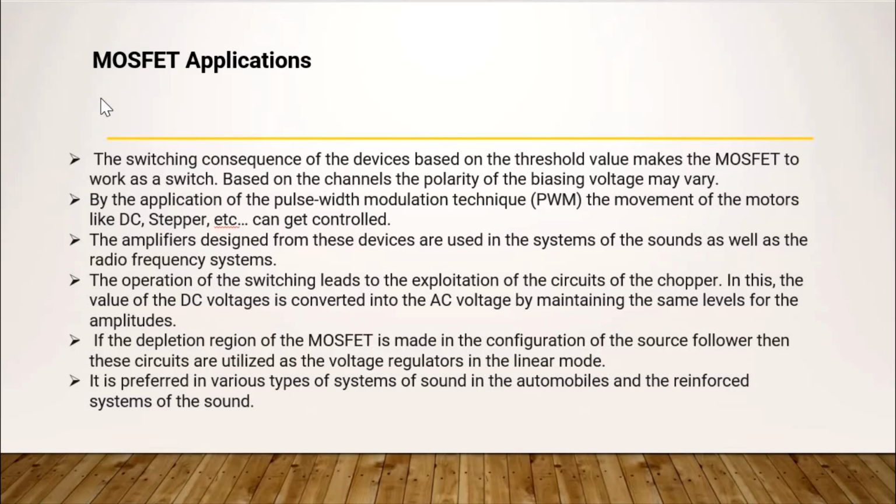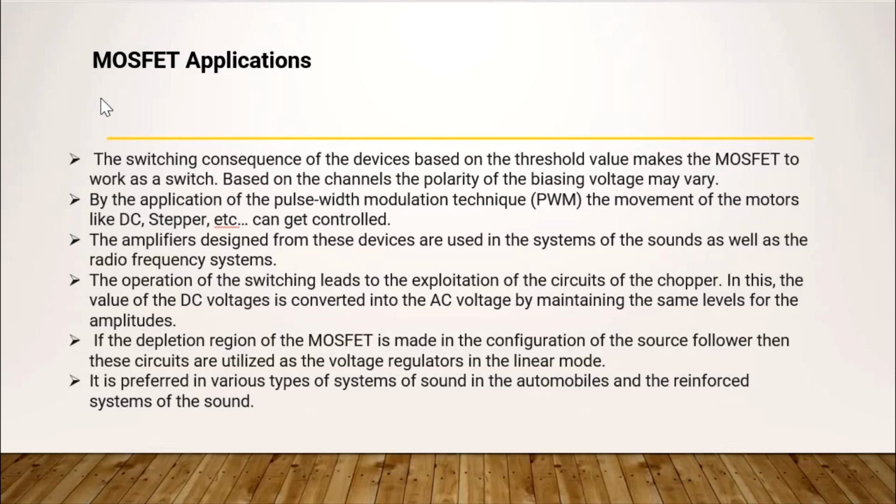The operation of the switching leads to the exploitation of the circuits of the chopper. In this, the value of the DC voltage is converted into AC voltage by maintaining the same levels of amplitude. If the depletion region of the MOSFET is made in the configuration of the source follower, then the circuits are utilized as voltage regulation in the linear mode.